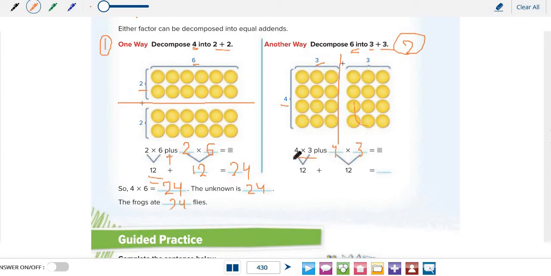Now 4 multiplied by 3 equals 12. This is a known fact. And 4 multiplied by 3, again, is 12. Now 12 plus 12 equals 24. We get, of course, the same answer.